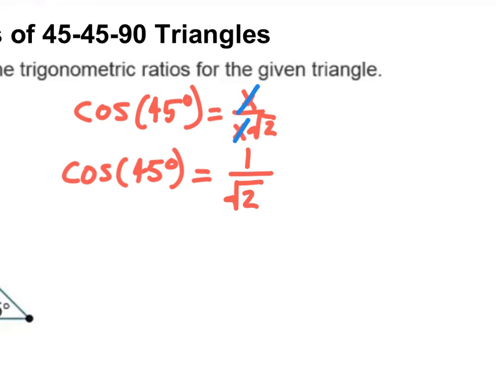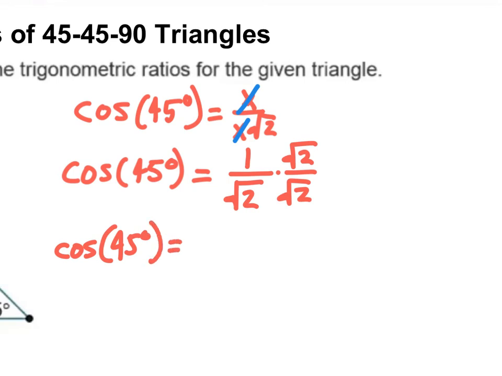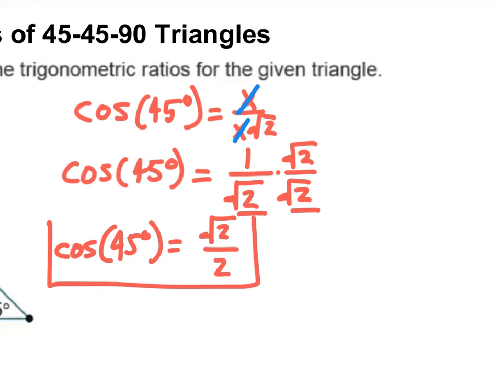Now, we don't like having the square root of 2 in our denominator, so I'm going to multiply the top and the bottom by the square root of 2. We learned this from the last section. So cosine of 45 degrees gives me the square root of 2 up top divided by 2 on the bottom, since the square root of 2 times the square root of 2 is just 2. So I have cosine of 45 degrees as the square root of 2 over 2.